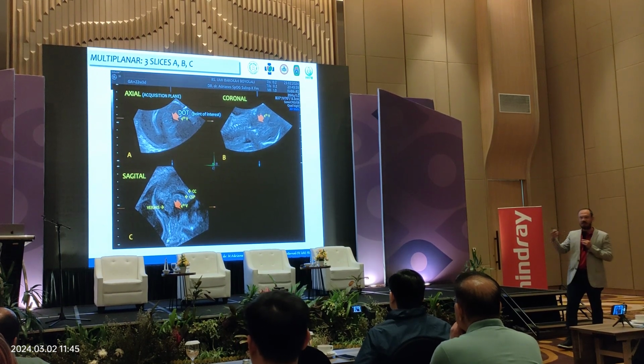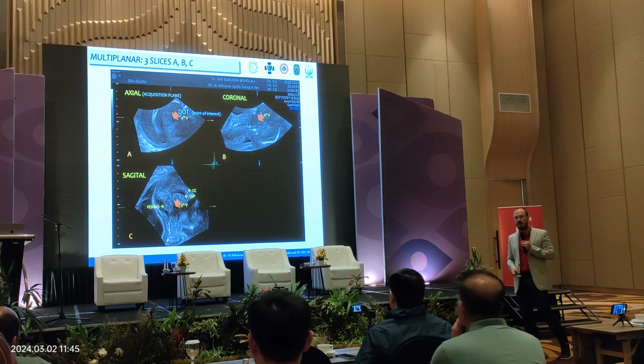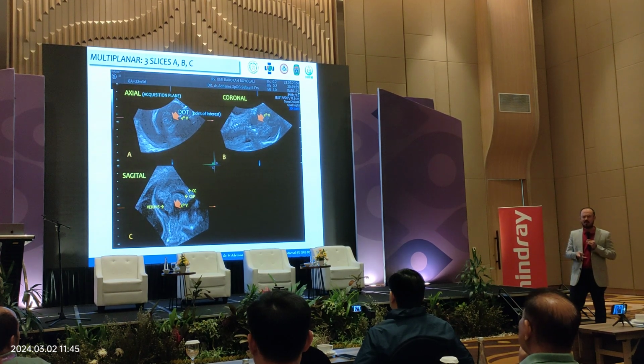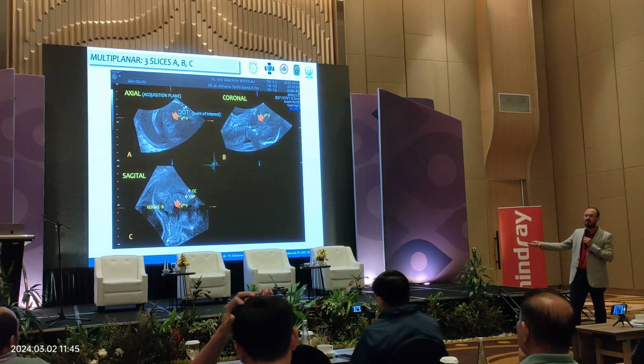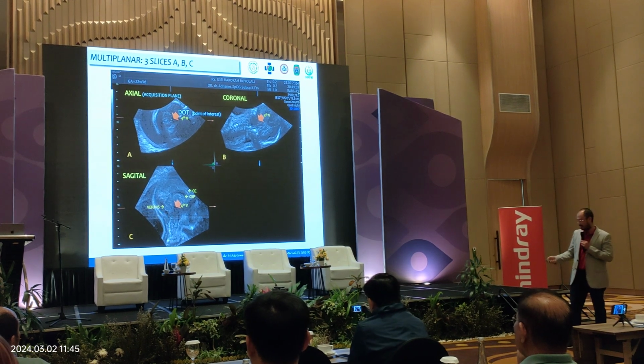Okay? So if we are talking about Dandy-Walker malformation, vermian hypoplasia, megacisterna magna, or abnormalities like a black cyst in the posterior fossa, we should obtain this plane by using multiplanar.